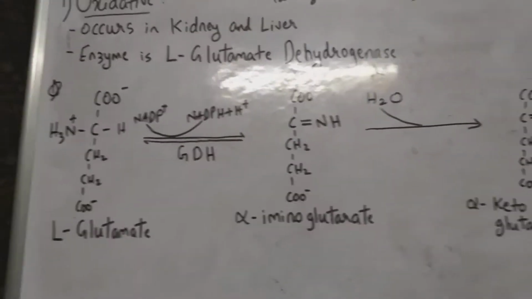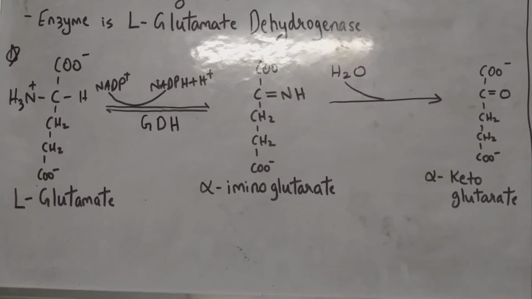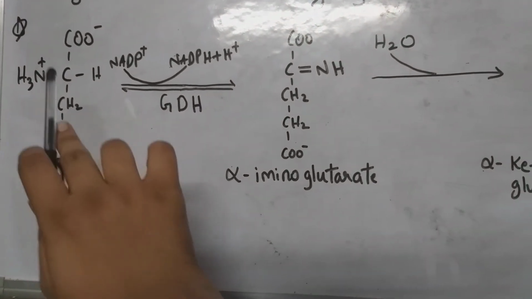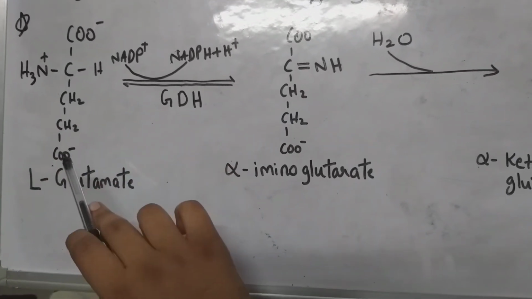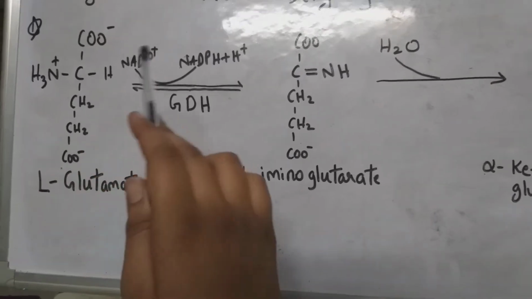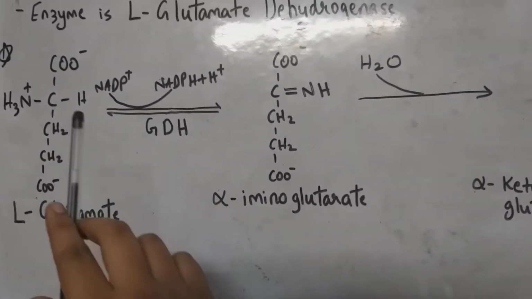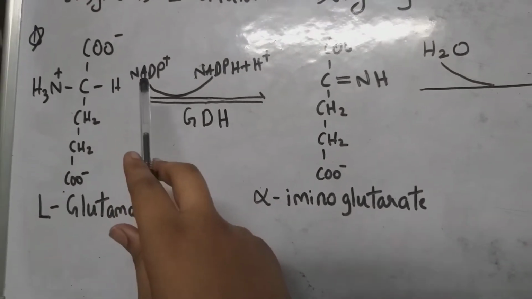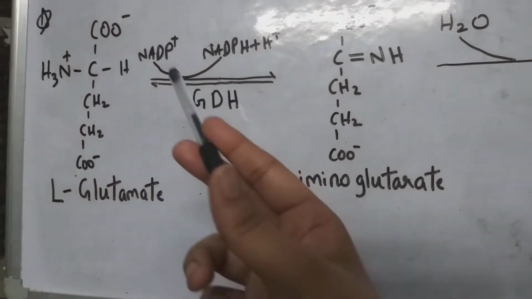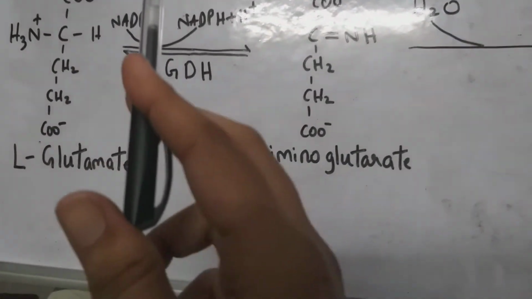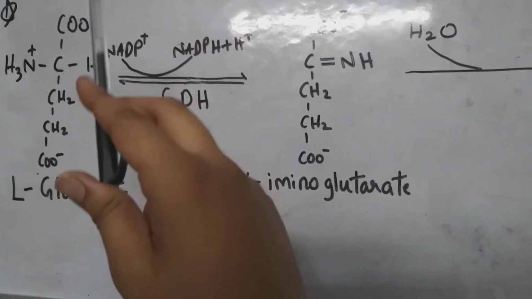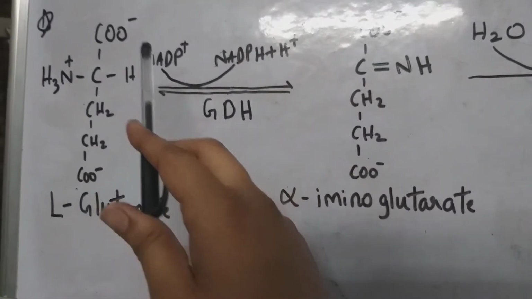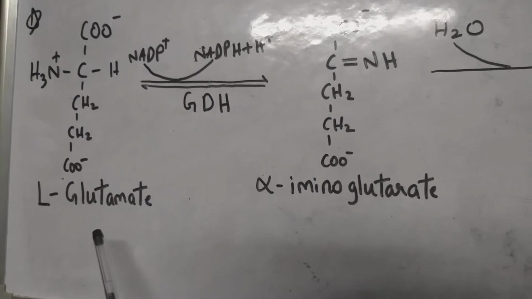So what is the reaction that is happening here? You can see the reaction. You have L-glutamate here. L is because the amino group is on the left hand side. It has a side chain of CH2CH2COO minus. Here a very important cofactor comes in, which is NADP plus. Not NAD plus, usually NADP plus, though NAD plus can also come. What is NADP plus? Nicotinamide adenine dinucleotide phosphate.